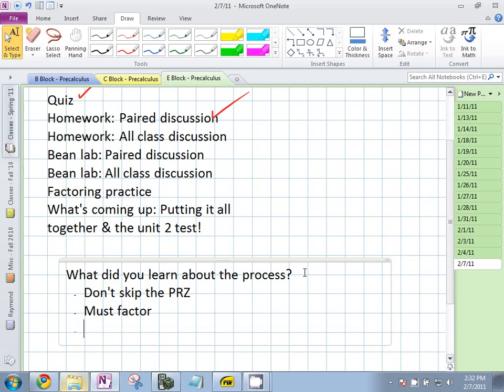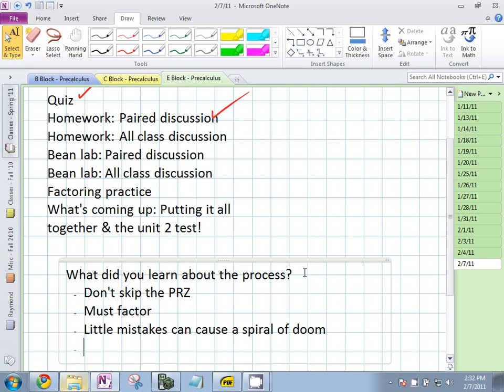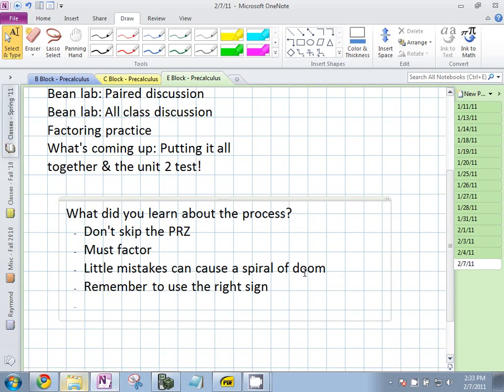Solnit, then Andy. Solnit, did you have one? No? No, Andy. Okay. If you make a little mistake, you'll generate something, so it can cause a spiral of doom. Okay, got it. Yes, it can. Like you miss one negative, so boom. Yep. Nora, yeah. Remember to take the right sign. Remember to use the right sign. Yeah. What else?